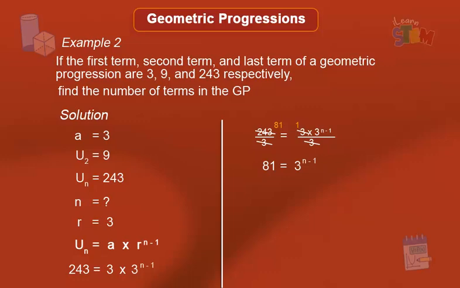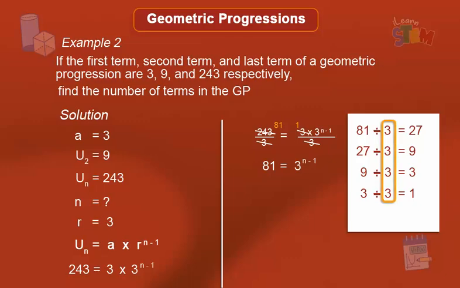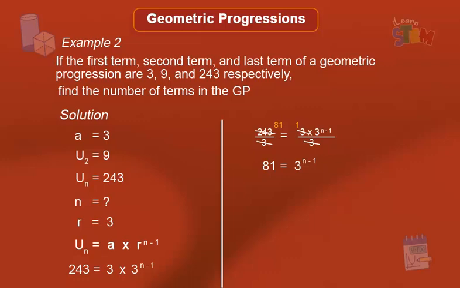To do this, we keep dividing 81 by 3 until we get 1. 81 divided by 3 is equal to 27. 27 divided by 3 is equal to 9. 9 divided by 3 is equal to 3. 3 divided by 3 is equal to 1. Since we divided by 3 4 times, we can say 81 is equal to 3 raised to power 4. So, our equation becomes 3 raised to power 4 equals 3 raised to power n minus 1.